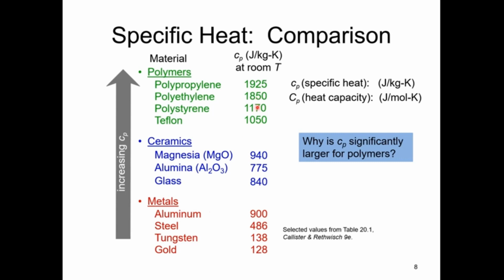So that's why much more energy is required to raise the temperature by 1 degree Kelvin per mole of each material, and that's why the value is higher. The energy required is much higher than for the metal, which is much more dense in terms of its atomic structure.